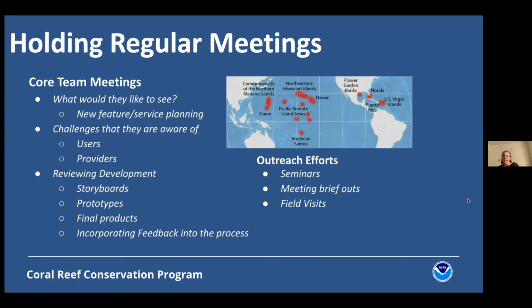And our core team is critical in reviewing our storyboards, prototypes, and final products in an iterative process. But while the core team is useful, they are not our complete group of stakeholders. So we also do a number of outreach efforts through seminars, meeting brief outs, and field visits. As you can see from the map, the US coral reef areas pretty much cross a large portion of the globe. So pre-pandemic, at least, we were trying to go to one location each year to both meet with NOAA scientists as well as local managers on the ground. Next.